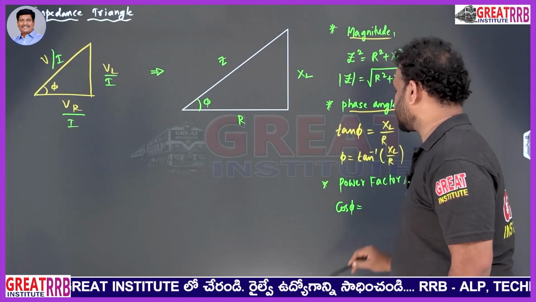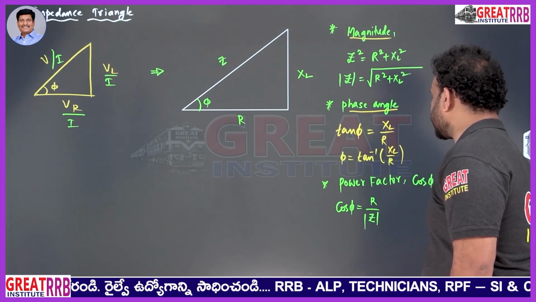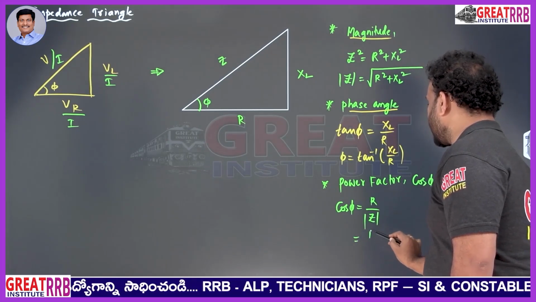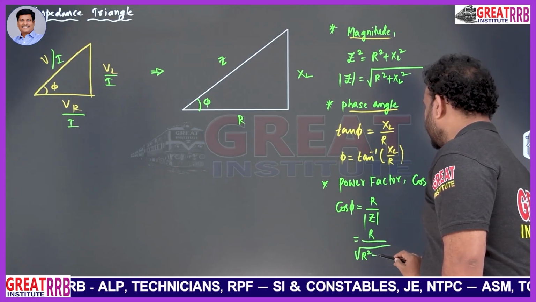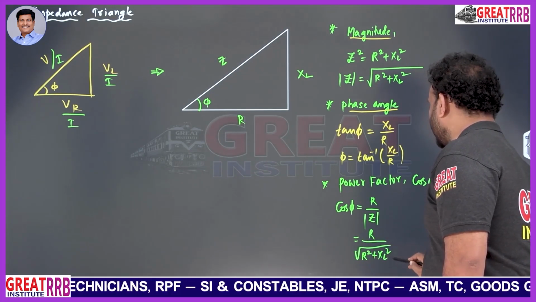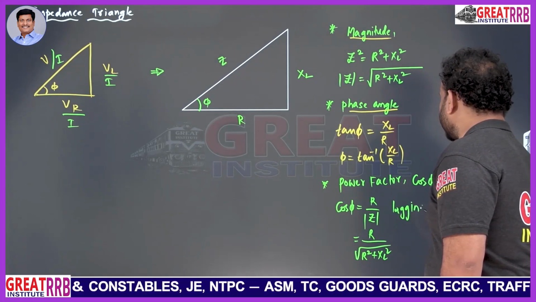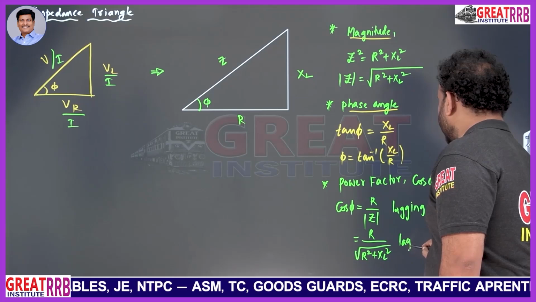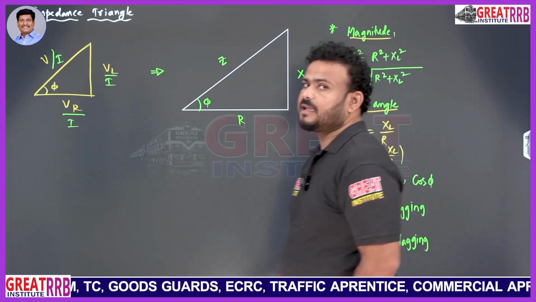Adjacent upon hypotenuse, that is nothing but R upon Z, where Z must be its magnitude. Therefore, R upon under root of R square plus XL square. Lagging or leading? Why? Because the current is lagging, therefore the power factor must be lagging. Remember this relation, which is very important for the exam.